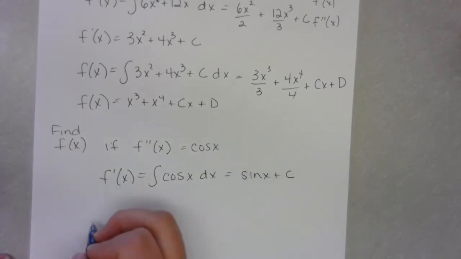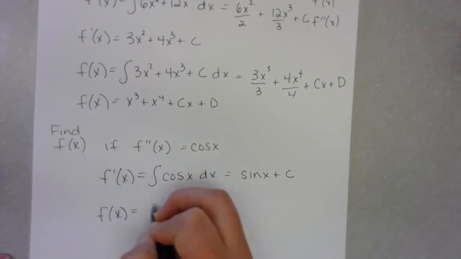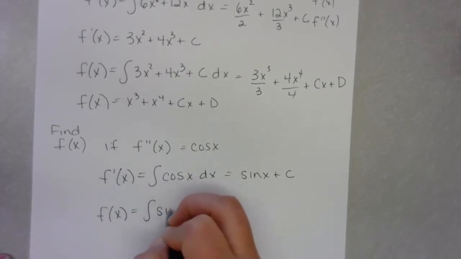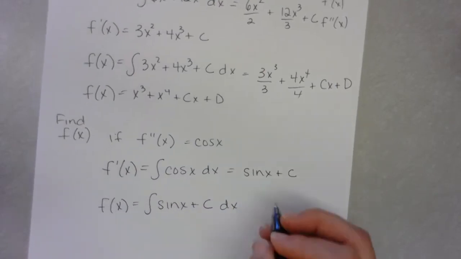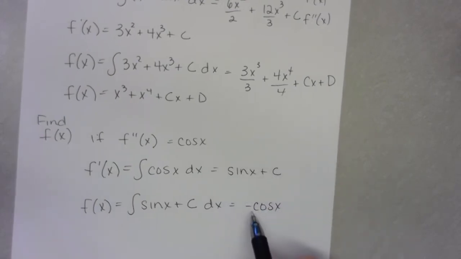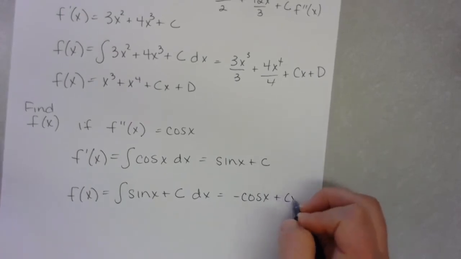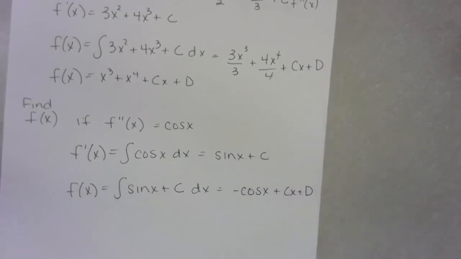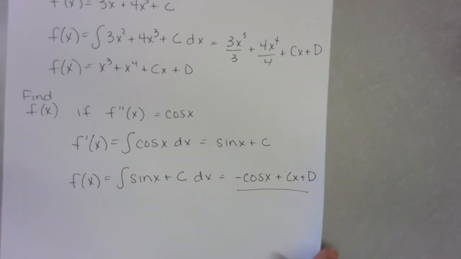So then that means that my f of x will be the antiderivative of sine of x plus c dx. So now I'm going to get negative cosine of x, right? Because the derivative of cosine is negative, so the signs are opposite. And then plus cx plus another constant d. And that's all I can do until I'm given more information.